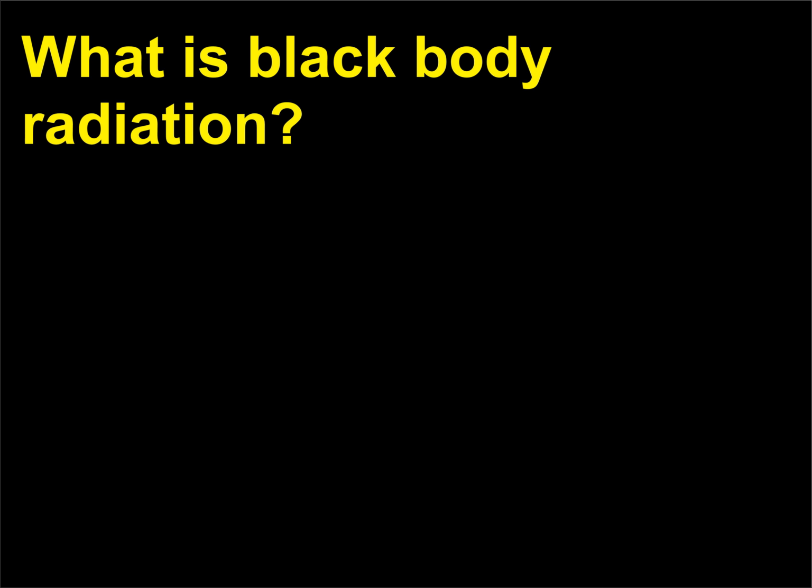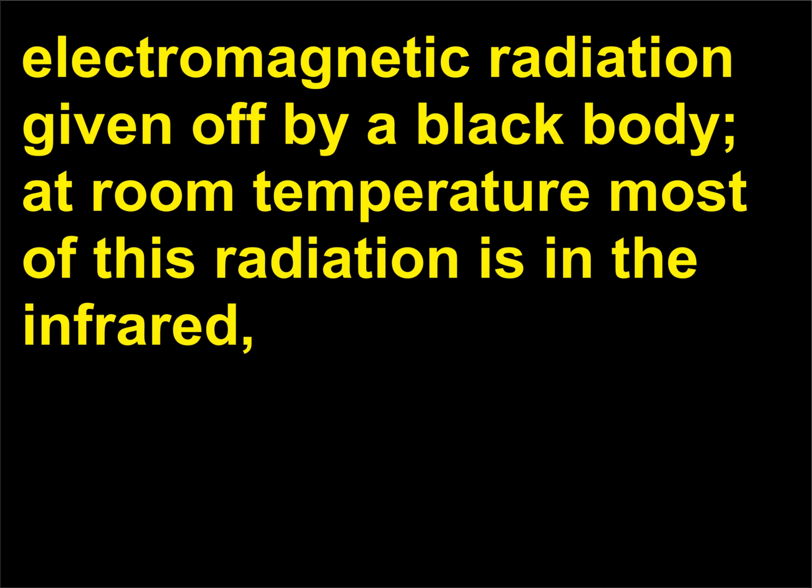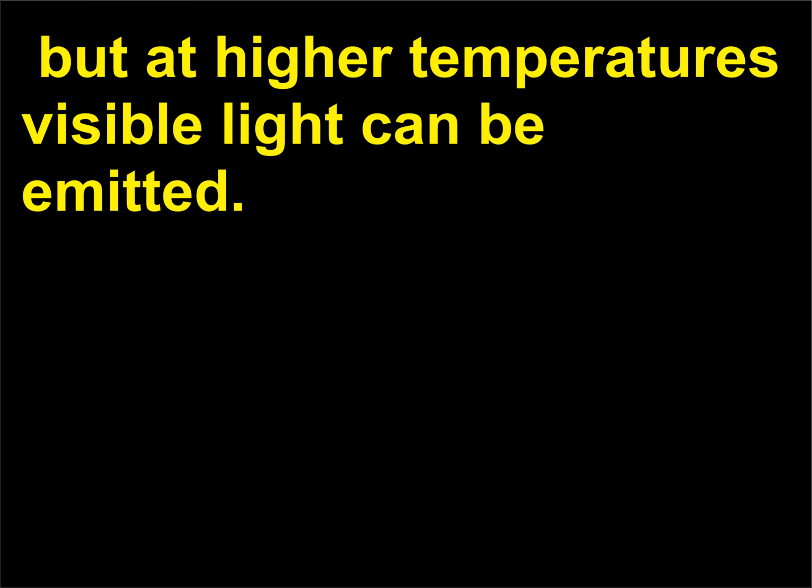What is black body radiation? Electromagnetic radiation given off by a black body. At room temperature most of this radiation is in the infrared. But at higher temperatures visible light can be emitted.